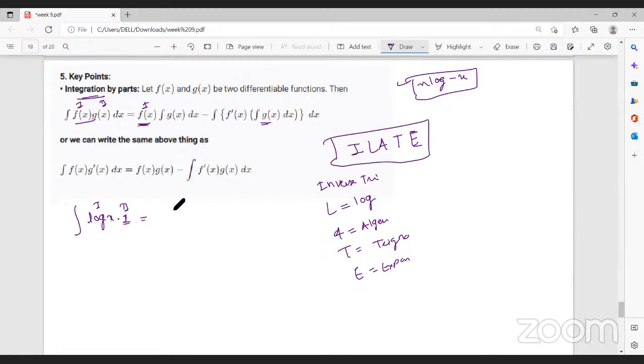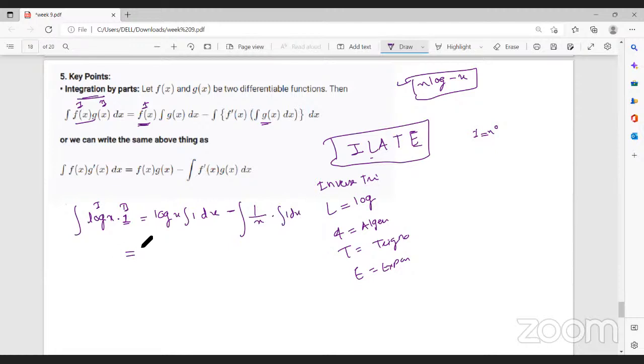Here we have two functions: logarithmic is present and algebraic is also present, right? One means basically x to the power 0 only. Logarithmic will come first, so log is the first function. Now simply apply the rule. Keep the first function as it is, that is log x. Integrate the second function, which is 1, so the integral of 1 dx is x. Minus, in the integral, take the derivative of the first function, log x, which is 1 by x, into the integral of the second function, that is 1 dx.